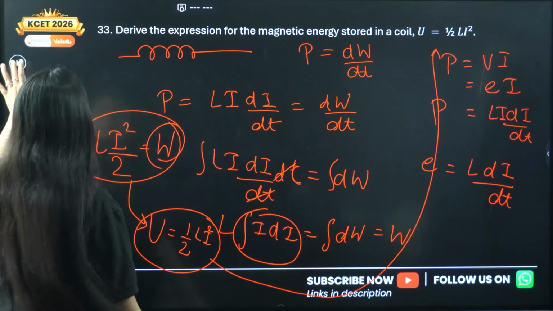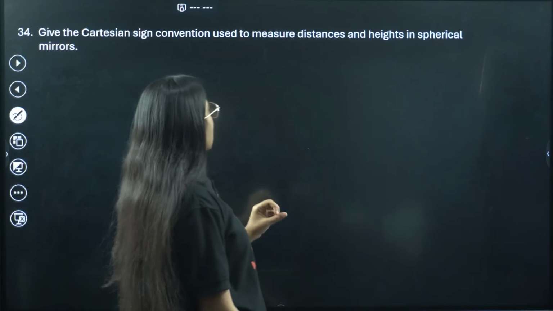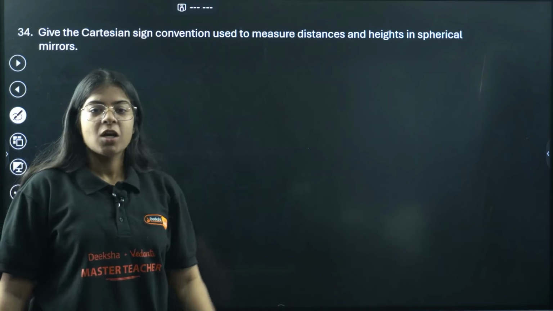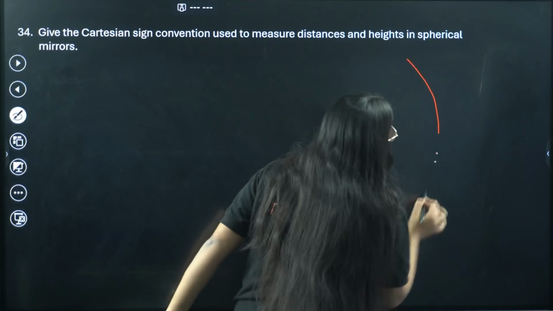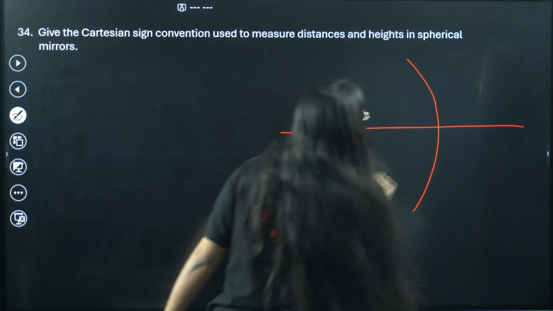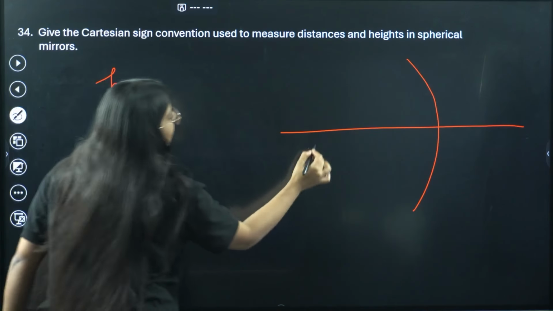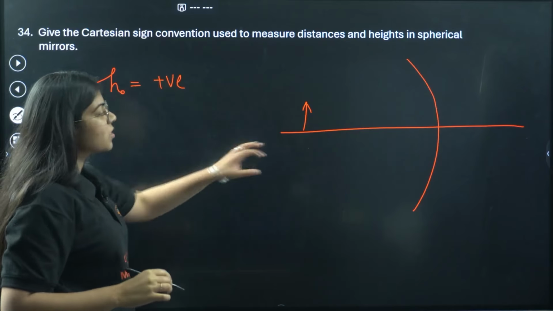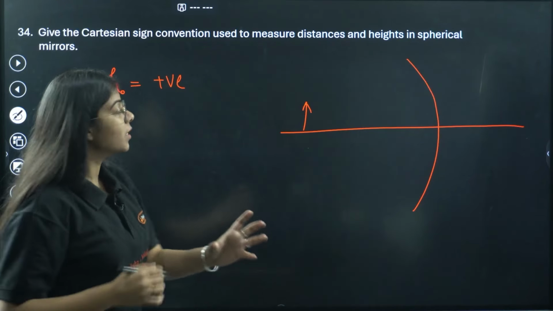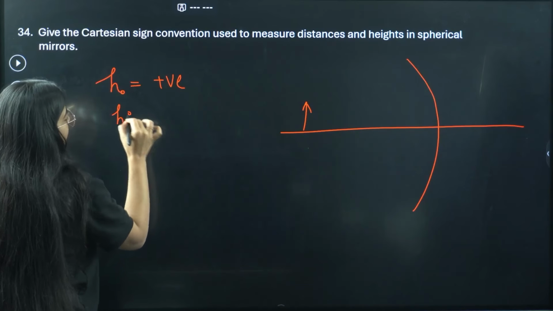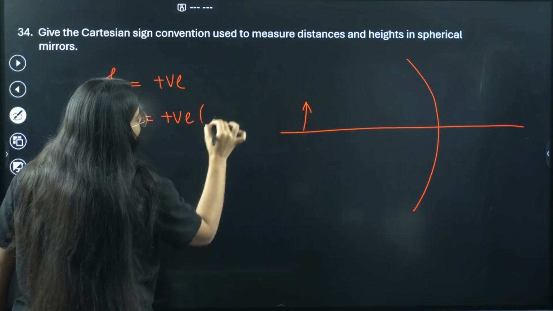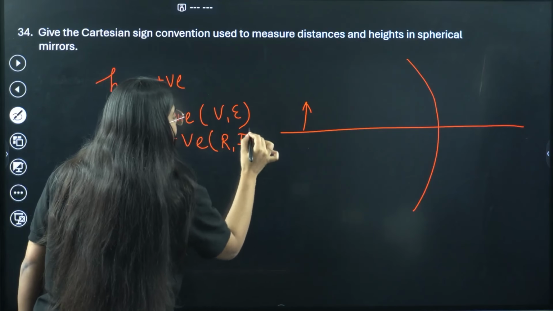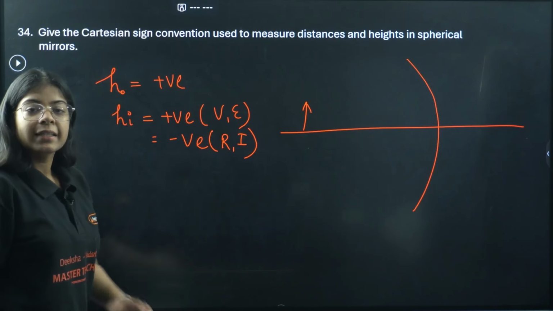Correct? Let's move on to the next question, which says, give the Cartesian sign convention used to measure distances and heights in a spherical mirror. So if this is my mirror and this is my principal axis, I know that height above the principal axis is taken as positive. Correct? And the object is always placed above the principal axis, so HO, height of object, is always positive. Height of image will be positive for virtual and erect, and it will be negative for real and inverted in case of mirrors. Correct? Done with heights.